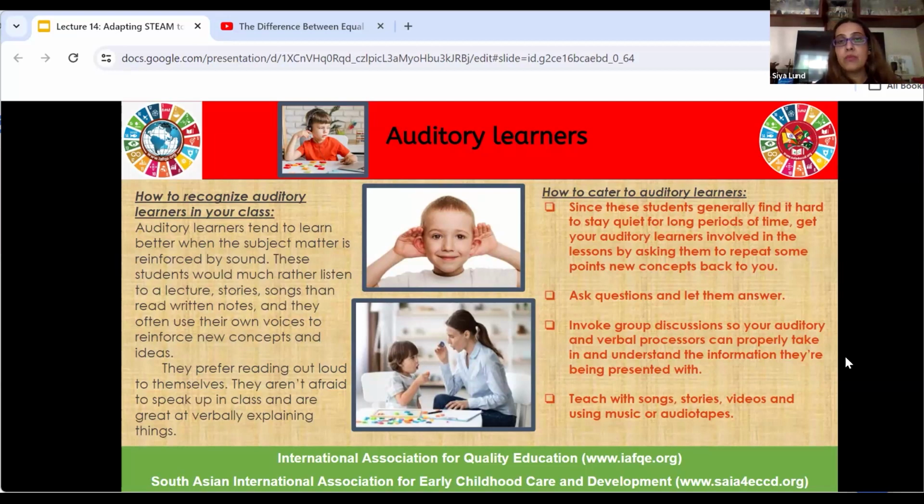So if you want them to be engaged in the class, because they are so verbal and they are listening, and they are really good at replaying information, you can keep asking them questions about new concepts so that they are engaged, and also the others get their information back too, right? So it's a kind of recap for everyone in the class. You can of course ask them questions and let them answer.